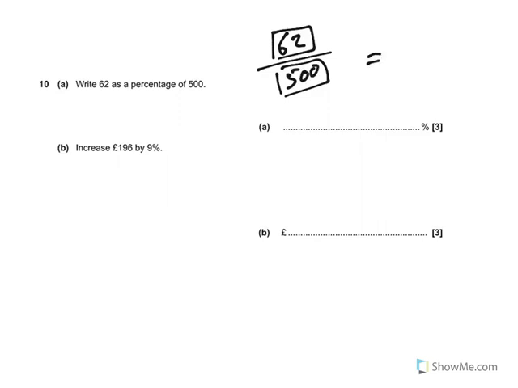You can find out what that equals as a decimal, because you press the S to D after you pressed equals, and it gives you 0.124. That's your decimal. To change a decimal to a percentage, you times by 100, and that gives us 12.4. So the answer here is 12.4.